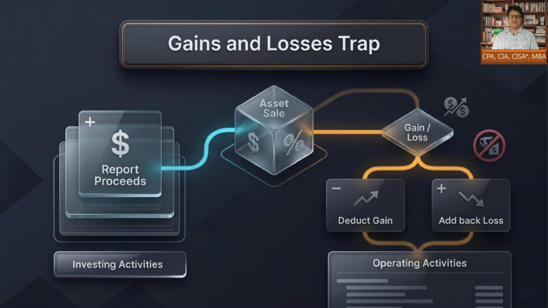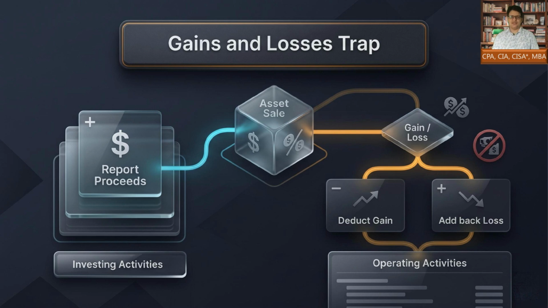Now let us handle one of the most common traps: gains and losses on asset sales. Suppose an entity sells equipment and records a gain. That gain increased net income, but the full cash proceeds from selling the equipment are reported in investing activities. If we leave the gain inside operating cash flow and also report the full proceeds in investing, we double count part of the cash effect.